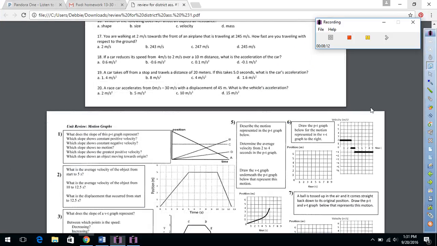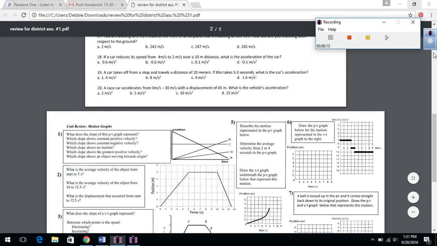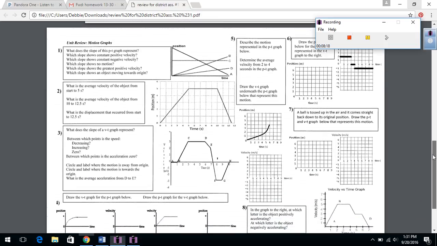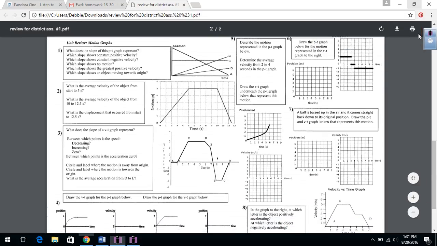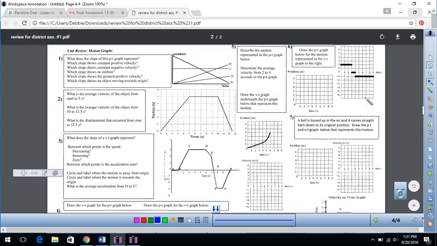So let's look at this next little rascal. Your unit review over graphs. All right. It says, what does the slope of this position versus time graph represent? Should be the average speed. Constant positive velocity are the ones with positive slope. Constant negative velocity, one that has a negative slope. No motion means no change in position. Which slope shows the greatest positive velocity? The steepest one.